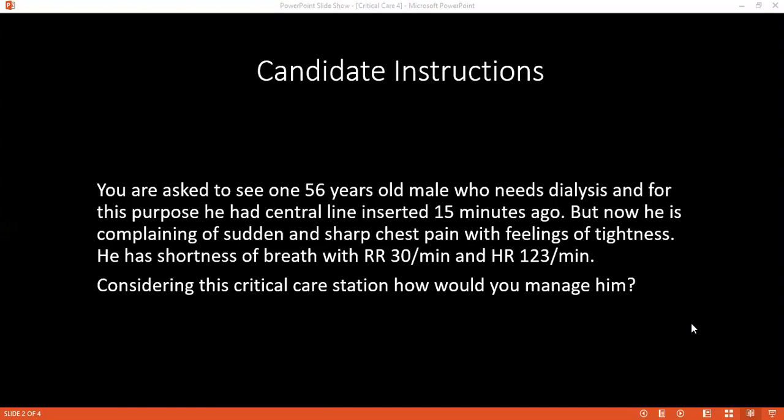Once you advance the needle, you use the Seldinger technique to thread the guide wire in. Okay, good. And then you're not supposed to get any ectopics on the ECG when you go in.